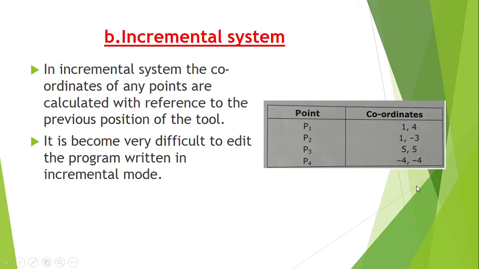The next one is the incremental system. In the incremental system, the coordinates of any point are calculated with reference to the previous position of the tool. It becomes difficult to edit a program written in incremental mode. Its special use is in writing subroutine programs. The figure shows the coordinates of points P1, P2, P3 and P4; the incremental system values are taken as below. You can see this in the table.